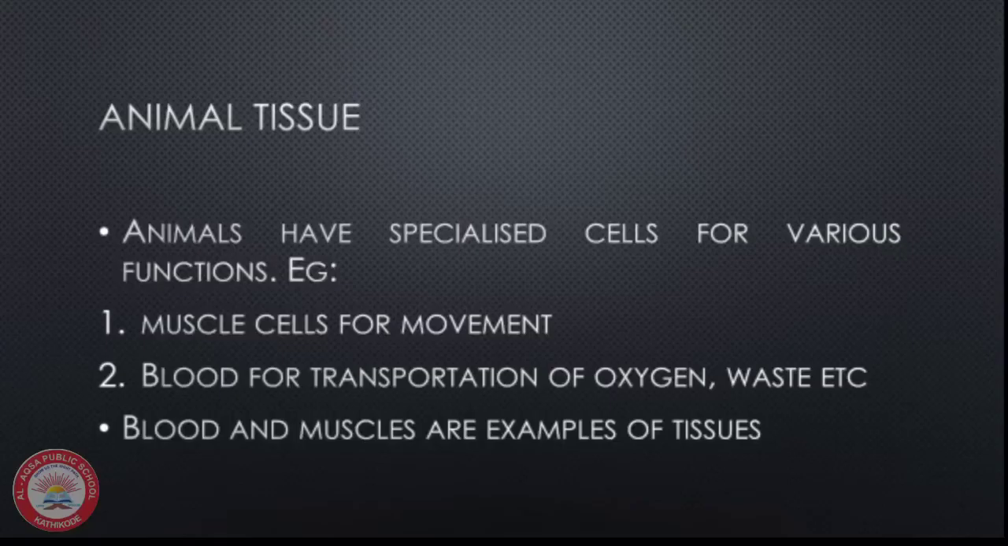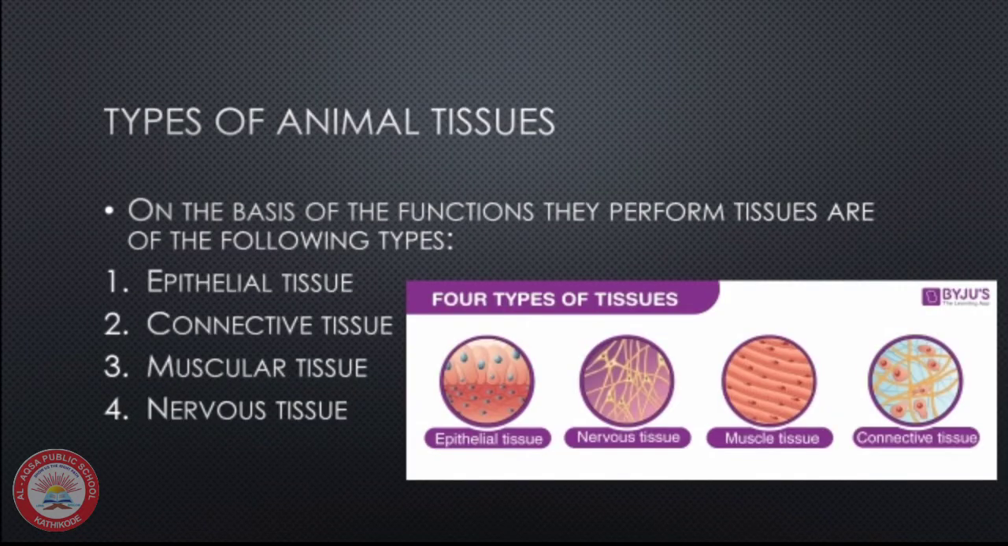Let us see. As we know, animals have specialized cells for various functions. Muscle cells for movement, blood for transportation of oxygen and waste material. Blood and muscles are both examples for tissues. Animal tissues are of different types. On the basis of the function they perform, tissues are of four types: epithelial tissue, connective tissue, muscular tissue, and nervous tissue.